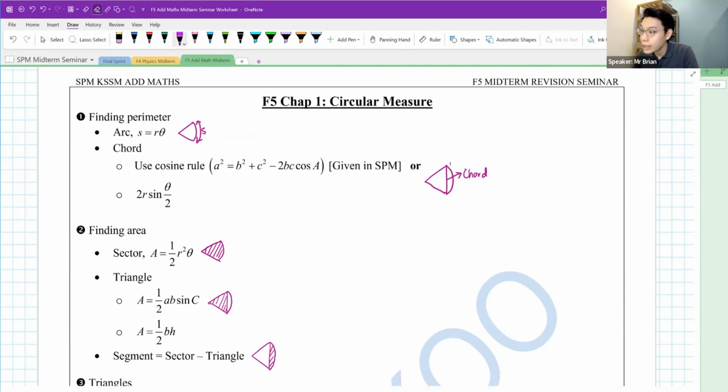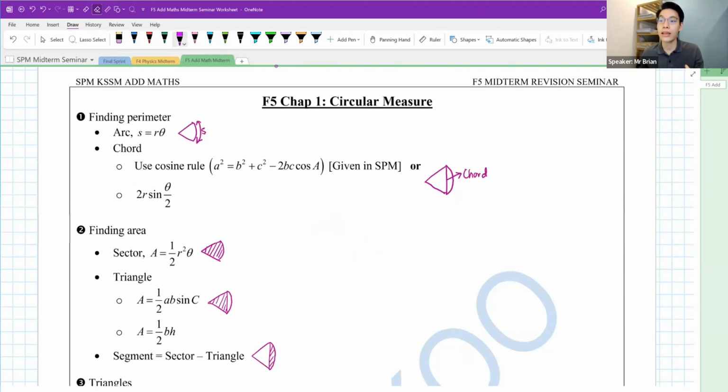Okay, chord is this guy right here, right? The straight line that connects any 2 points on the circumference, except for the diameter. Any 2 points on the circumference, you connect. That one is called a chord, except if it's a diameter, then it's called diameter. Other than that, it's all called a chord. To look for this chord, you can either use cosine rule or this formula. Some people like to use this. So focus on these two things. If you know how to do these two things, you should be able to find perimeter.